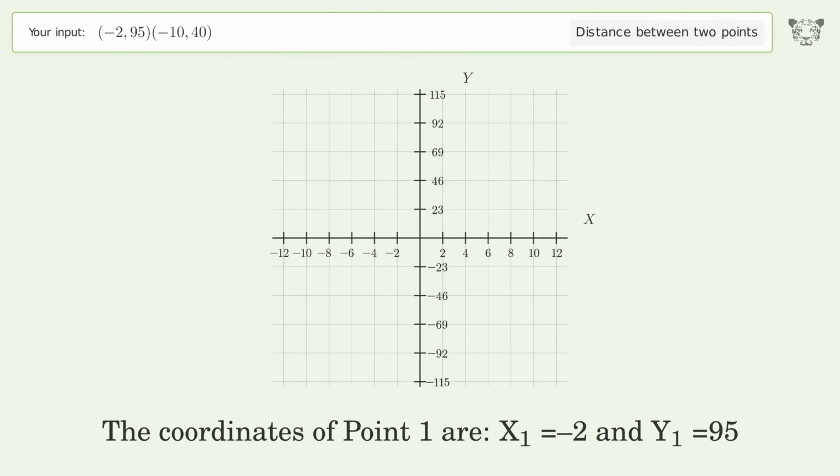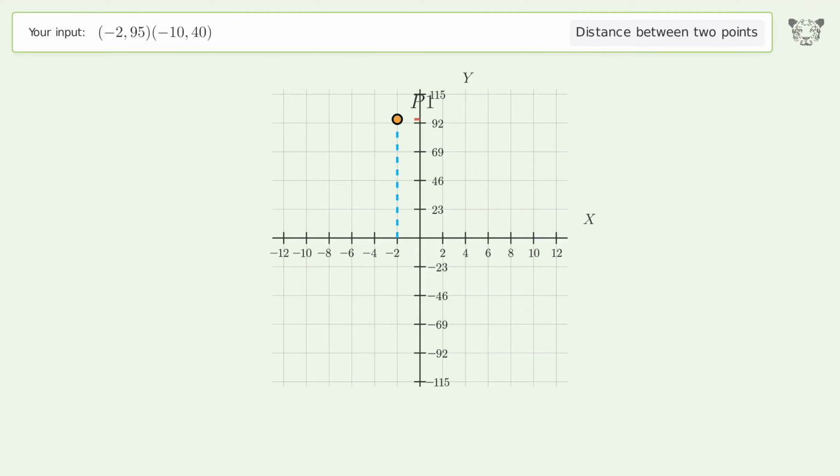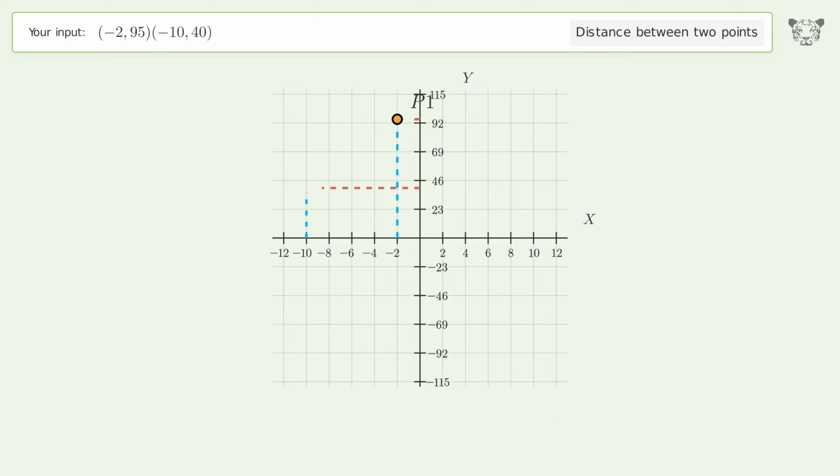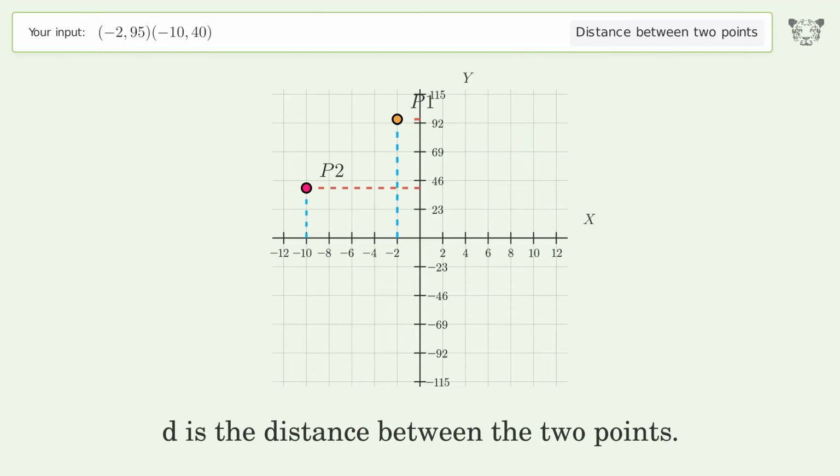The coordinates of point 1 are x1 equals -2 and y1 equals 95. The coordinates of point 2 are x2 equals -10 and y2 equals 40. D is the distance between the 2 points.